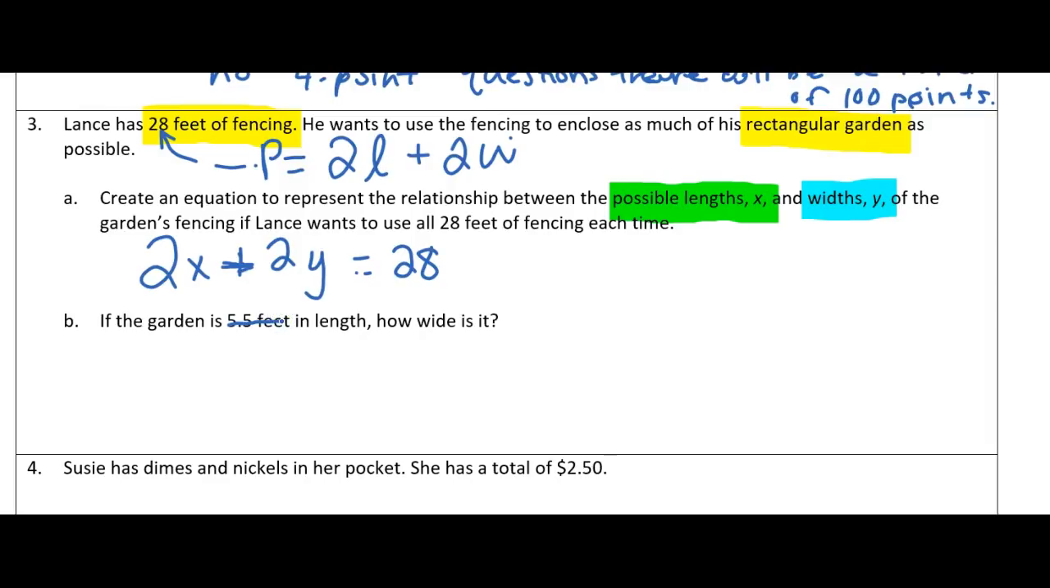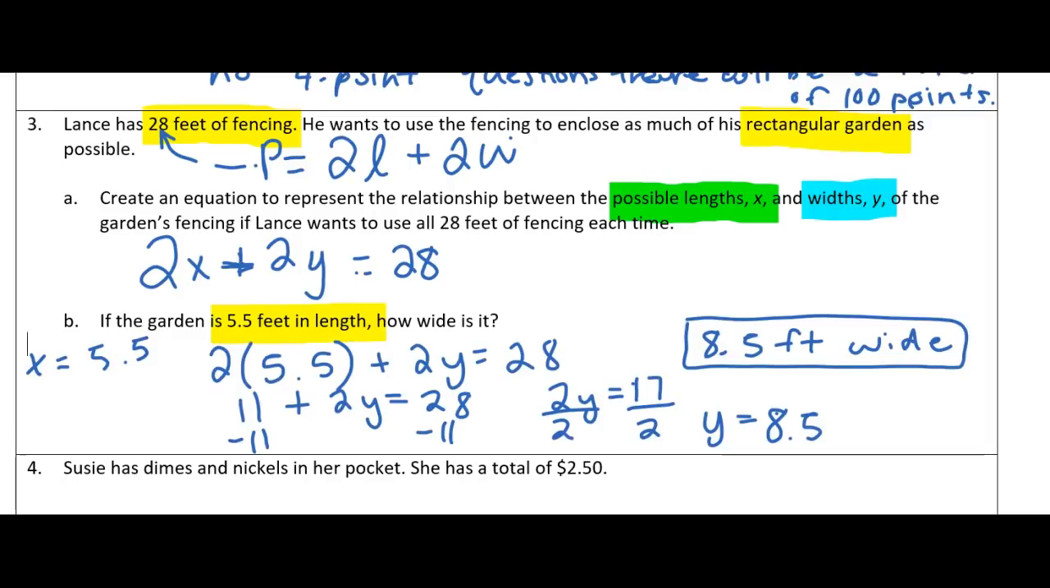Okay, and part B says, if the garden is 5.5 in length, how wide is it? Well, oops, let me erase that. 5.5 in length means I'm going to plug in 5.5 for x because x is represented by length. Pause the video and solve this problem. Okay, plugging in 5.5 for the length, I solved for y, which was my width, and I got 8.5. So 8.5 feet wide. And we can have a decimal for this answer because if you're talking about measurements, measurements can be written as decimals.